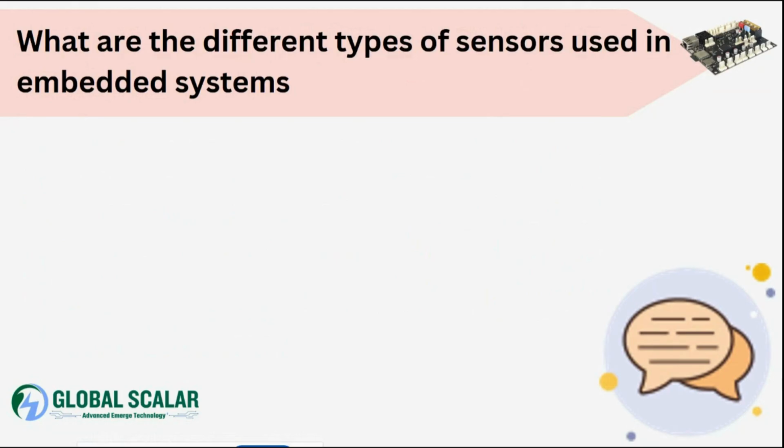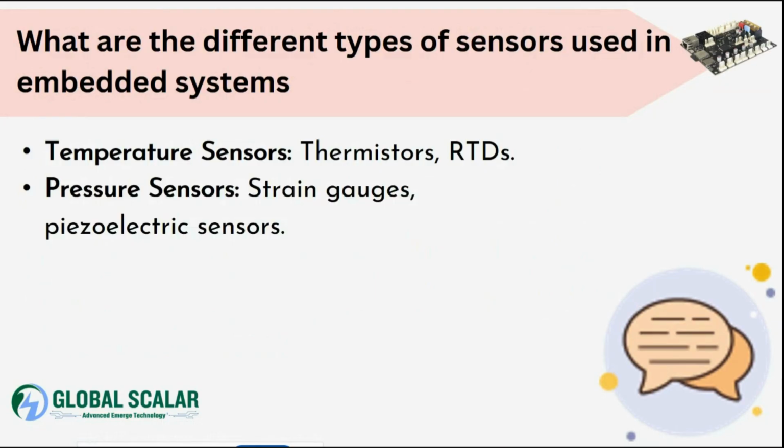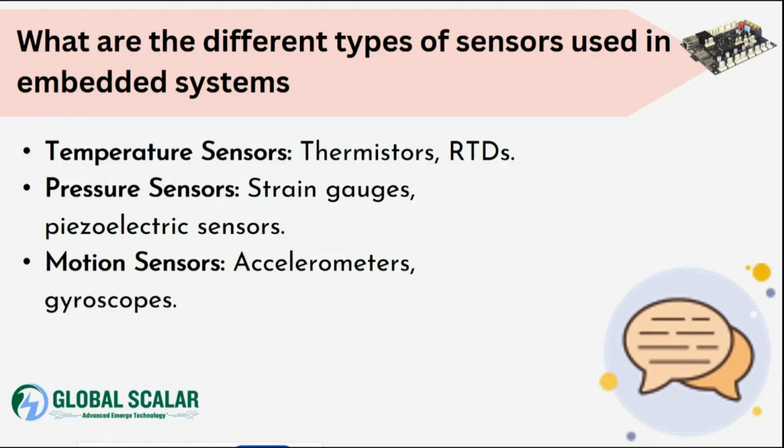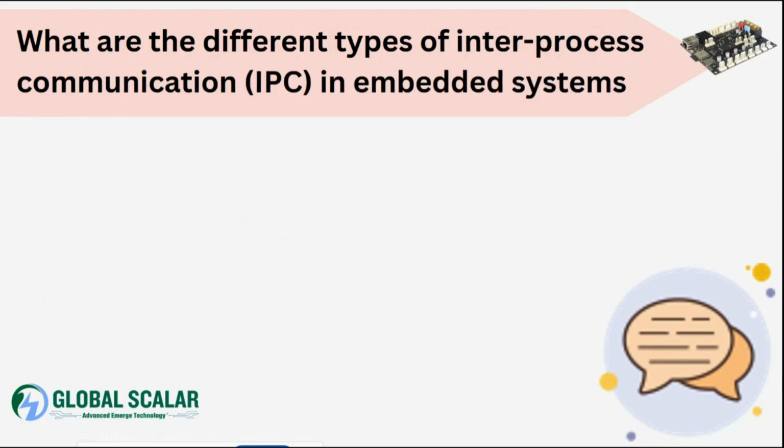What are the different types of sensors used in embedded systems? Temperature sensors, that is thermistors and RTDs. Pressure sensors, strain gauges and piezoelectric sensors. Motion sensors, accelerometer and gyroscope. Proximity sensors, infrared and ultrasonic.